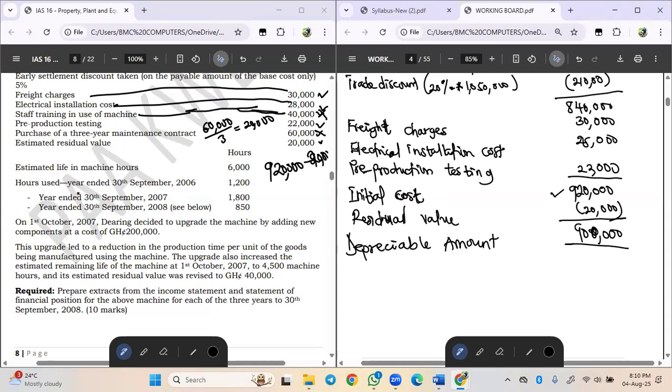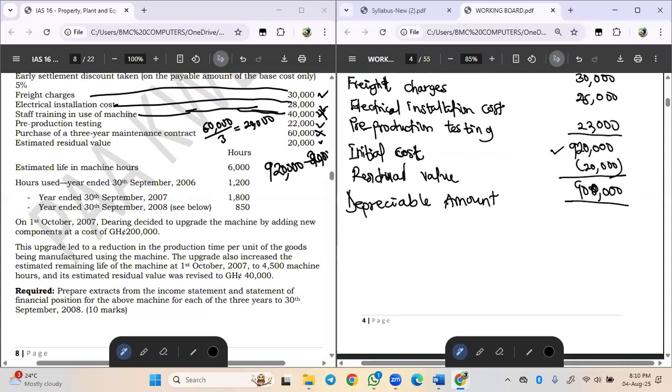Now, this one we are going to use hours. Estimated life in machine hours. So this time the estimated life is not in years, it is in machine hours. Now, how do we determine depreciation? We have to determine depreciation for 2006, 2007, and 2008. In 2006, the estimated useful life in machine hours was 1,002. Before that, let me do this.